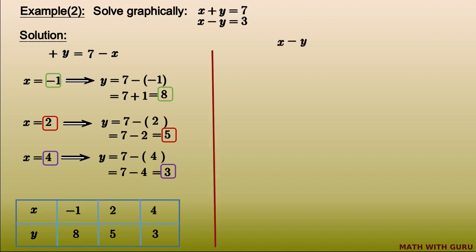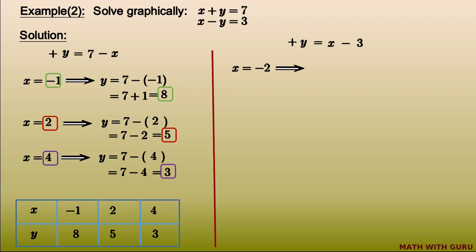Consider the second equation. Here, y has a negative sign. To make it positive, there are many ways. Let us bring minus y to the right hand side and plus 3 to the left hand side. They change their signs. x minus 3 equals y. But we need y on the left hand side. Therefore, let us swap their sides like this. y equals x minus 3.